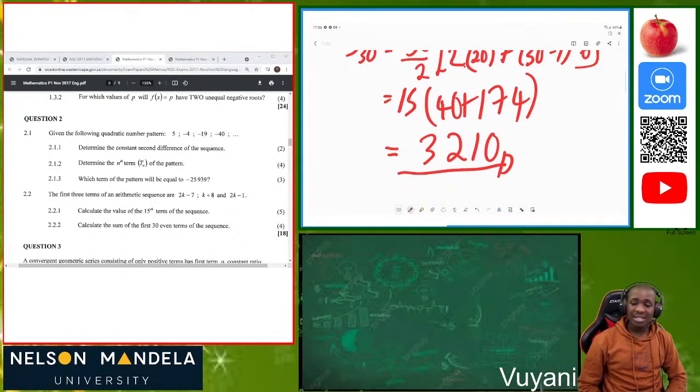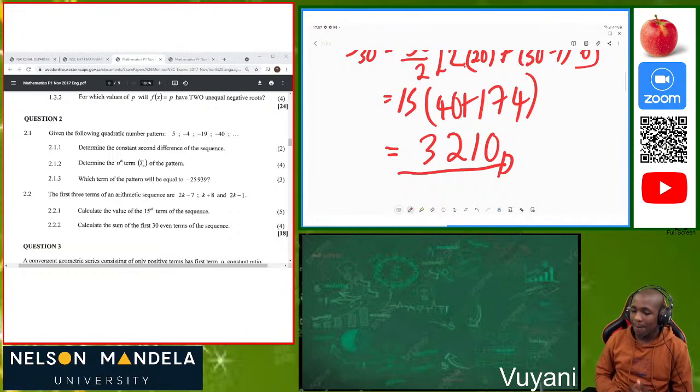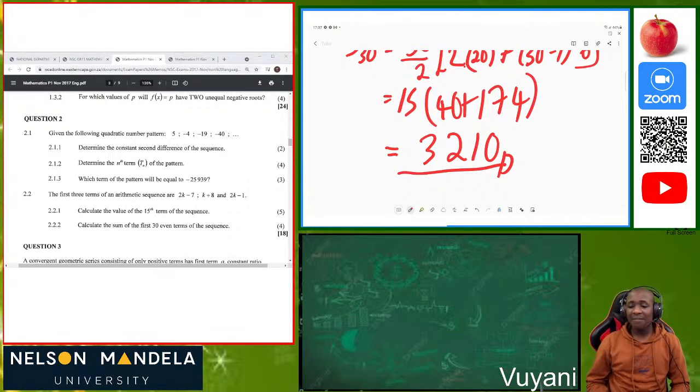Now, to summarize our session which we had today, we were doing number patterns. And on number patterns, we say that we have 3 categories which we will look at. We have the first one, which is the arithmetic sequence or the arithmetic pattern, which has the first constant difference. We have the quadratic sequence, which only has the second constant difference. Then we have the last one, which is the geometric sequence. We only have the constant ratio.